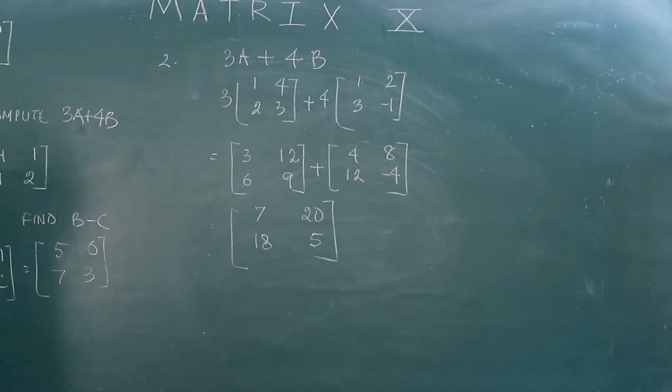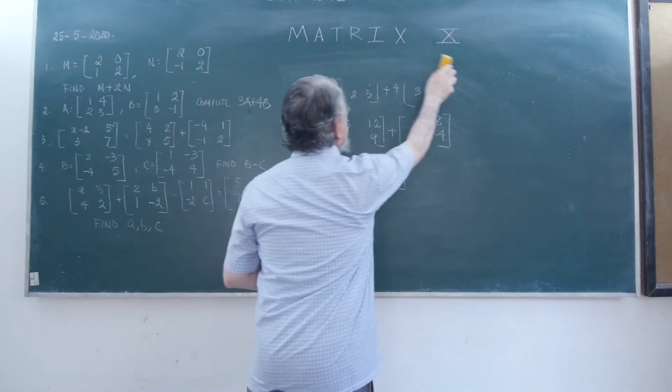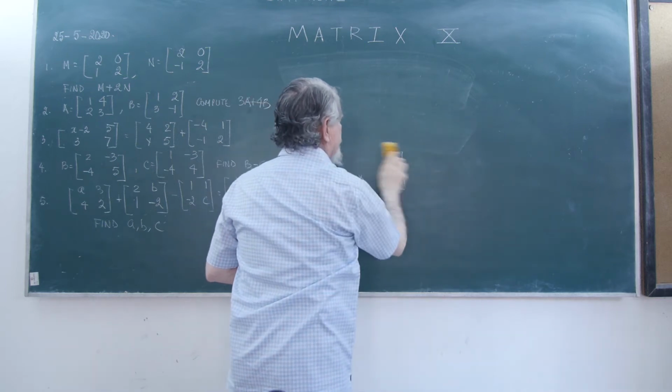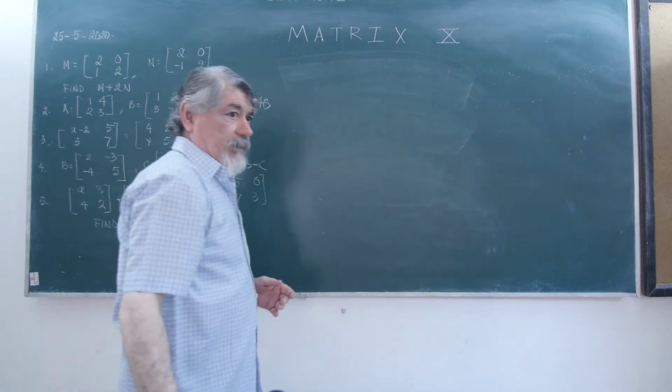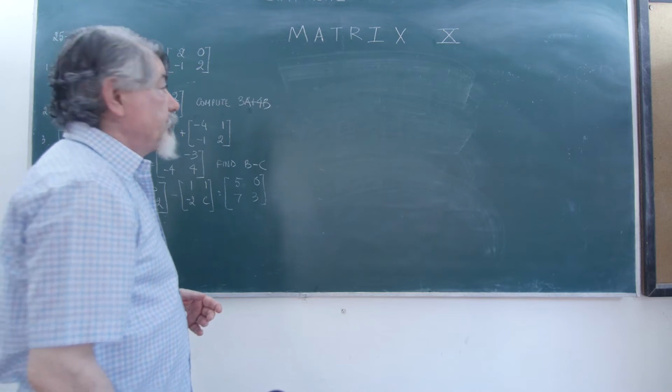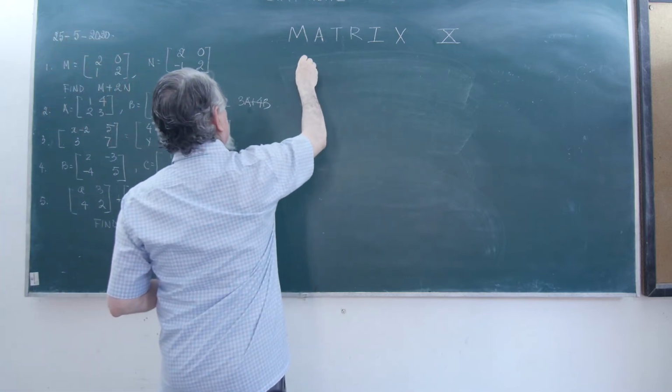I've got 7, I've got 20, 18 and 5. 3a plus 4b. It's very, very simple. There is no complication in these questions. Simple addition, simple multiplication. Let us see question number 3.